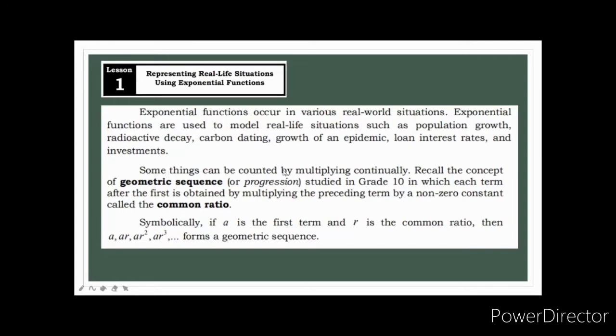Some things can be counted by multiplying continually. Recall the concept of geometric sequence or progression studied in grade 10, in which each term after the first is obtained by multiplying the preceding term by a non-zero constant called the common ratio. Symbolically, if A is the first term and R is the common ratio, then the first term is A, the second term is A times R, the third term is A times R raised to 2, and the fourth term is A times R raised to 3, and so on and so forth. So this forms a geometric sequence.